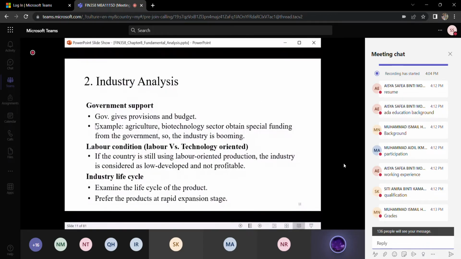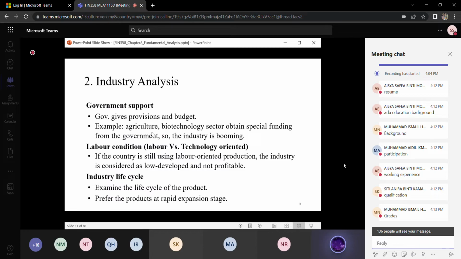Dan kita ada tengok government support. So government give provision and budget. So example, agriculture, biotechnology sectors obtain special funding from the government, so the industry is booming. So again, kalau the government they want to, dia nak bantu sesebuah industri, biasa dia akan bagi subsidi.